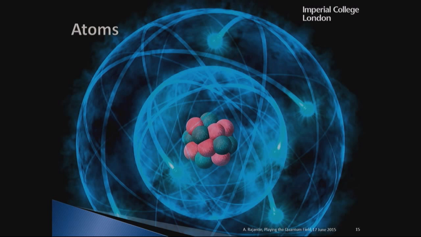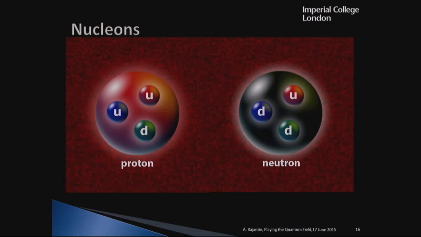But eventually, when we were able to do better and better experiments, it was discovered that an atom actually consists of a compact nucleus surrounded by a cloud of electrons. Now, this picture is just an artist's impression. It's not to scale. The nucleus is much smaller. But it means that the atom is not elementary because it consists of a nucleus and electrons. And the nucleus is not elementary because it consists of particles called nucleons, which are either protons or neutrons. Every chemical element has a certain number of protons. The number of protons determines which chemical element we are talking about. The number of neutrons determines which isotope of that element it is.